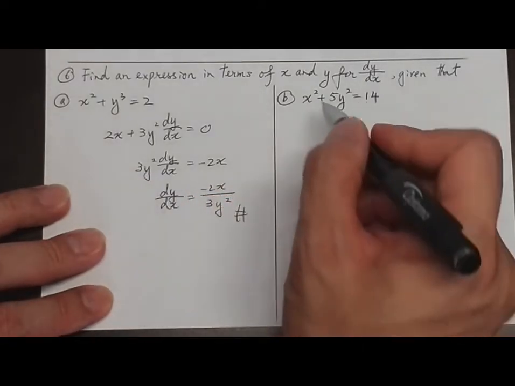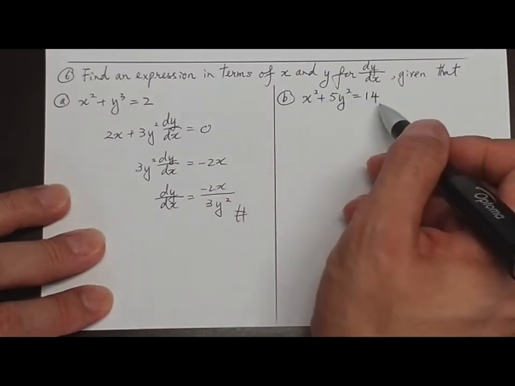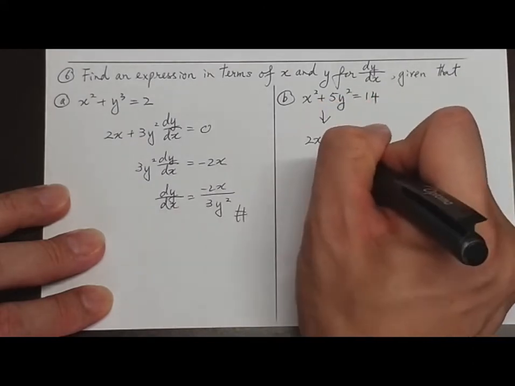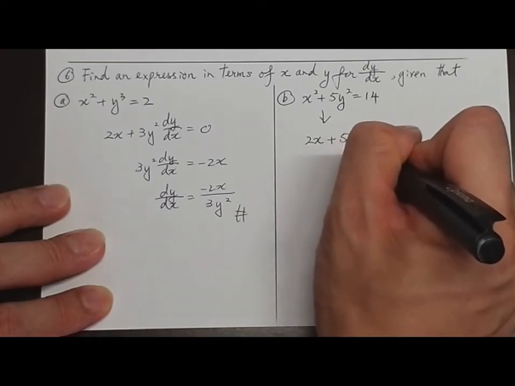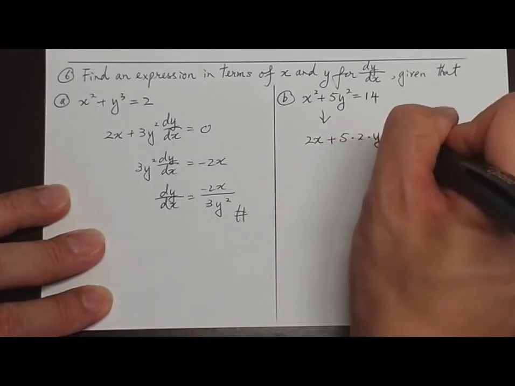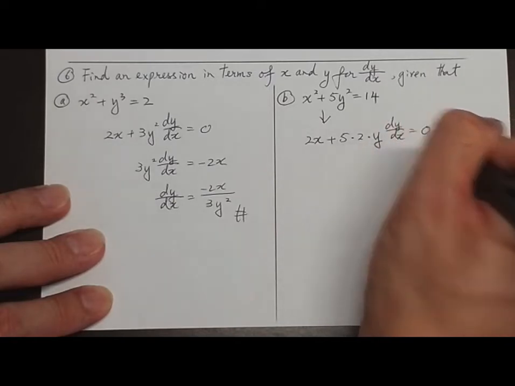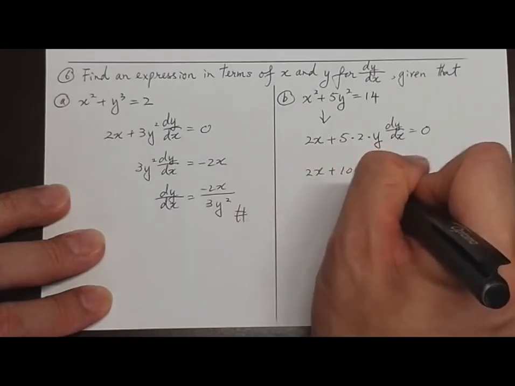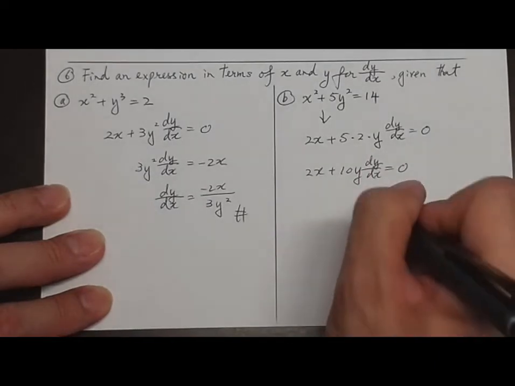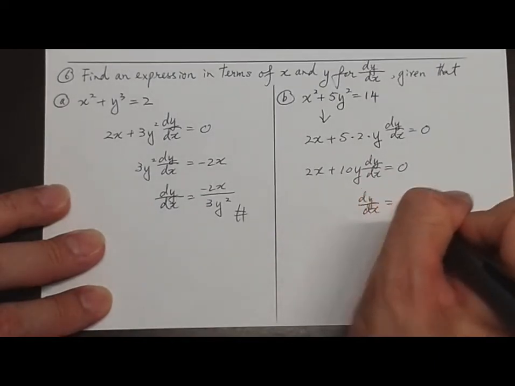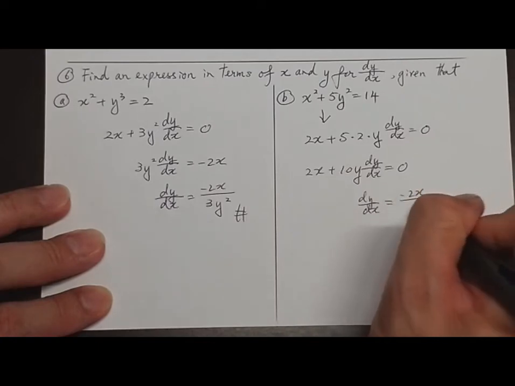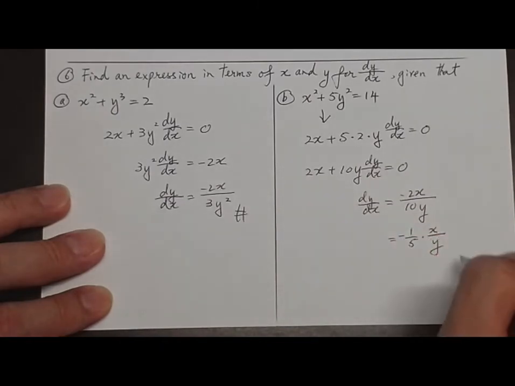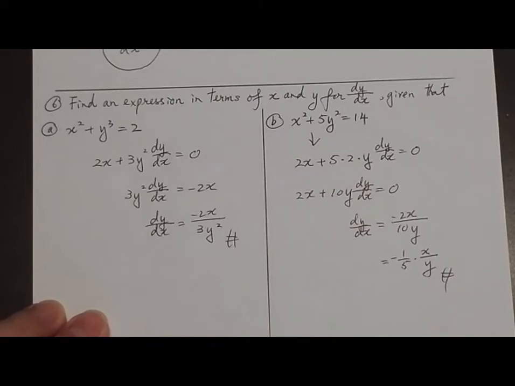And the B part, if we have x squared plus 5y squared equal 14, so the differentiation of this is equal to 2x plus 5 multiplied by 2y dy/dx equal to 0. So it's 2x plus 10y dy/dx equal to 0. So dy/dx is equal to minus 2x over 10y. So it's equal to minus 1/5 multiplied by x over y. So this is the answer for these three questions.